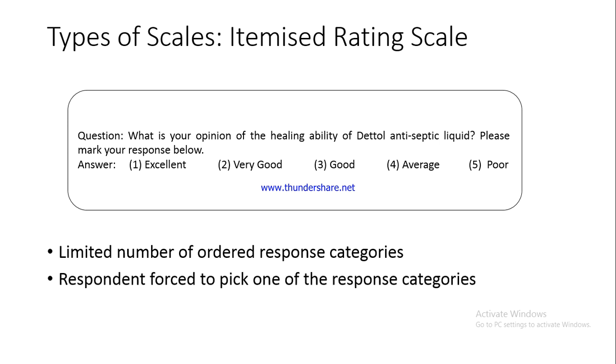Now, one problem with this is that the respondent is forced to pick one of the response categories. So he'll have to pick one of these 5 response categories that have been given. Now think of a respondent who feels that the healing ability of Dettol is a notch above good, but it is not very good. So it is somewhere in between very good and good. He would not be able to mark this response here on this particular scale. He will have to either mark very good or he will have to go for good. This is one problem with the itemized rating scales.